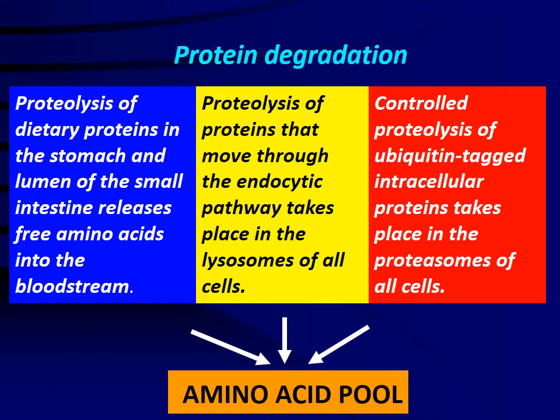Protein degradation can take place by three mechanisms. Proteolysis of dietary proteins in the stomach and lumen of the small intestine releases free amino acids into the bloodstream. Proteolysis of proteins that move through the endocytic pathway takes place in the lysosome of all cells. Controlled proteolysis of ubiquitin-tagged intracellular proteins takes place in the proteasome of all cells.